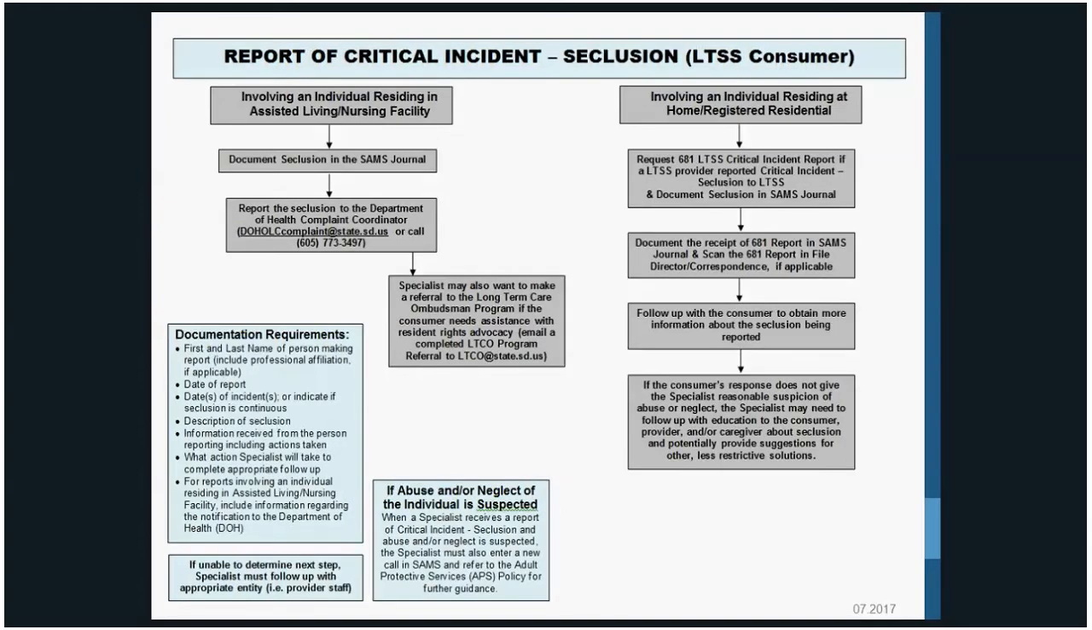This is the report of critical incident seclusion flow chart, and it's pretty much the same as the restraint flow chart, but we still wanted to keep them separate as the flow charts. However, in SAMS, restraint and seclusion are combined as one journal type.